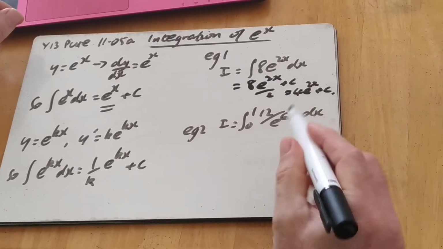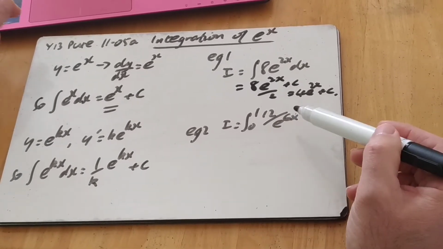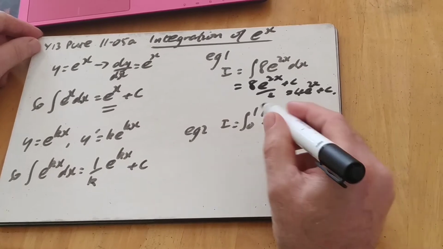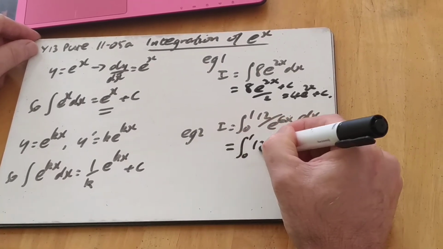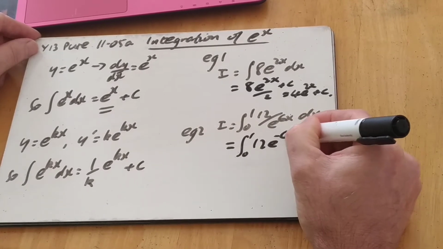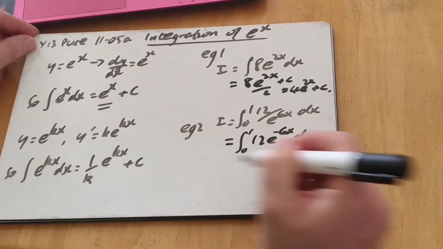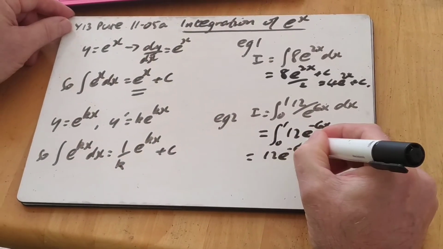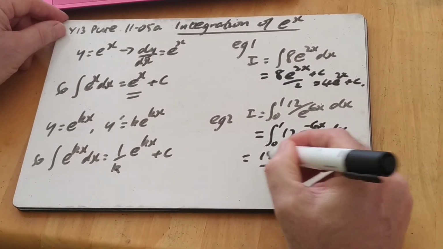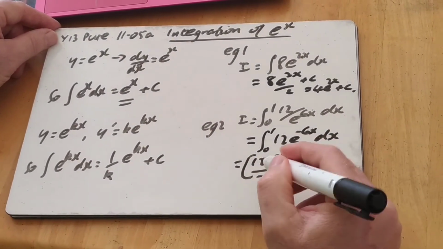Nice and straightforward. When I've got an expression like this, 12 divided by e to the 6x, just like I would say when you were in year 12, I would rewrite it first. So I'd write it as 12 e to the minus 6x. We've got that negative power there, and then you apply this rule, and then tidy it all up. So you've got 12 e to the minus 6x over minus 6, but we've got limits to stick in as well, 1 and 0.